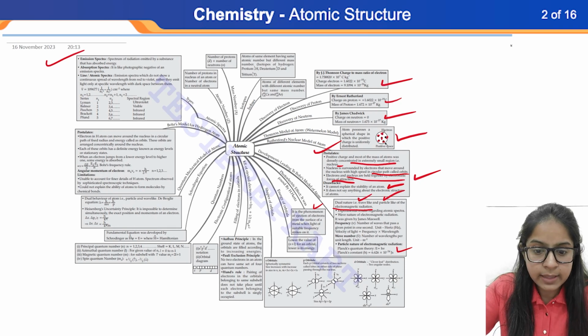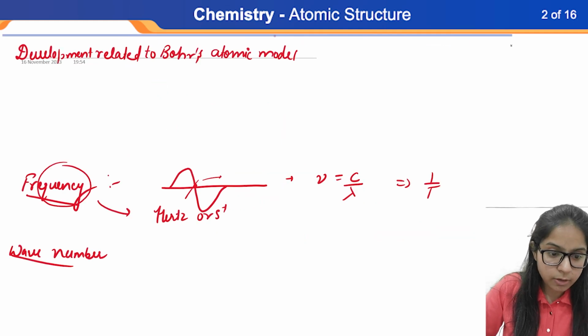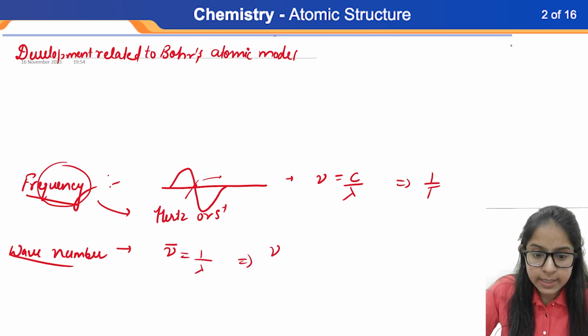Now the second thing is wave number. What is wave number? Wave number is denoted by nu bar. So nu bar is equal to 1 by lambda, and the frequency can be related to wave number as this.